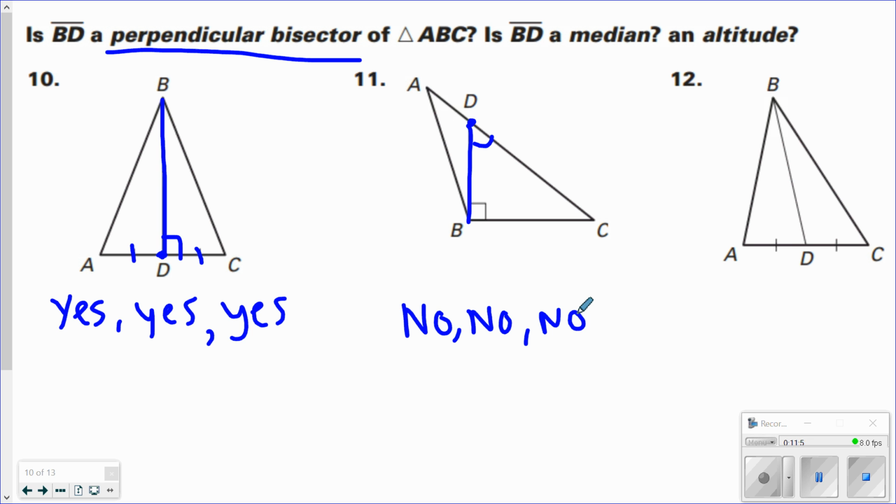Number 12, do we have a perpendicular bisector? So let's look. I do have a bisector because I see that these tick marks are the same. However, I do not see a 90-degree angle, so it's not perpendicular. So it is not a perpendicular bisector. Is BD a median? Yes. So the definition of a median is a segment that connects a vertex to the midpoint. D is the midpoint. And then is this an altitude? This would be no, because I do not see a 90-degree angle.